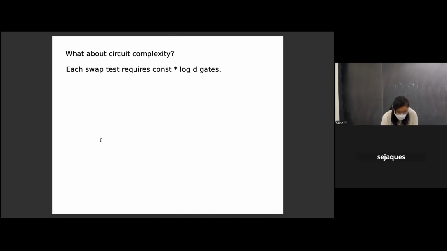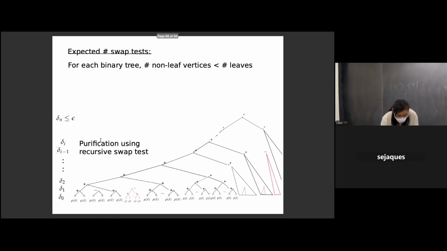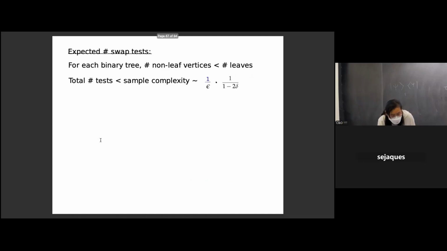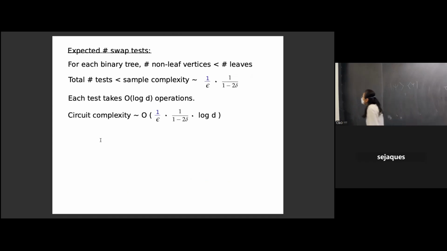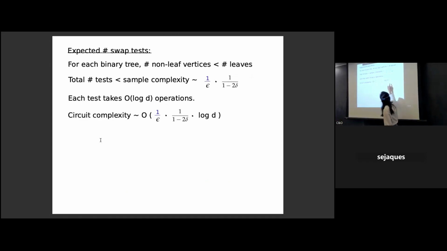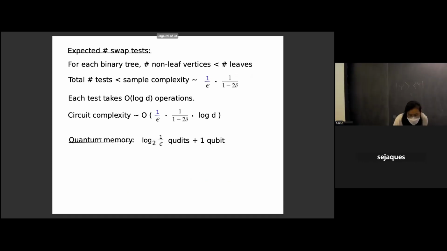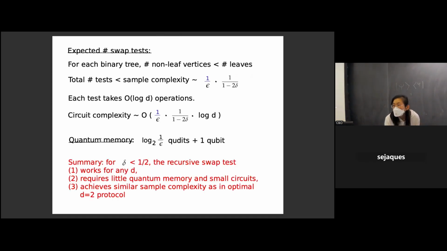The circuit complexity: remember that the number of slope tests is the number of leaves, so it's never bigger than the number of non-leaf vertices. So we can take the sample complexity, multiply it by the number of gates per slope test, and get the circuit complexity. And this is the polynomial that we need, so everything is good for low noise. Any questions?